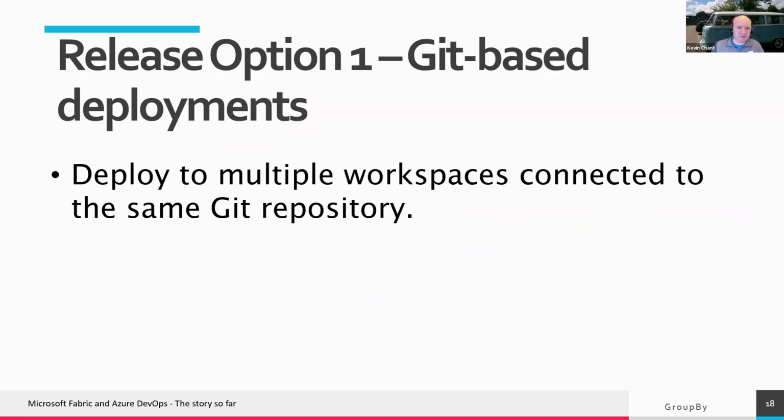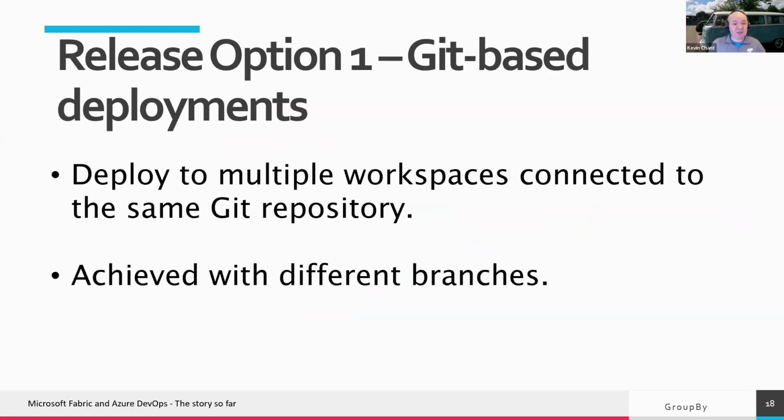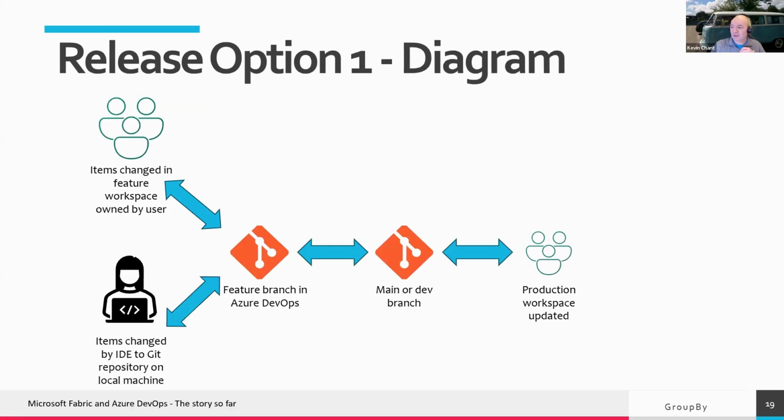So the first one Microsoft states is for Git-based deployments. And what Microsoft says is deploy the multiple workspaces with the same Git repository. And you do this by actually configuring them to use different branches. So for example, like I showed you just now, with one workspace connected to a feature branch and one workspace connected to a dev branch in the same repository. And then you can do pull requests between the two to do the updates, etc. Like you can see in this diagram here.